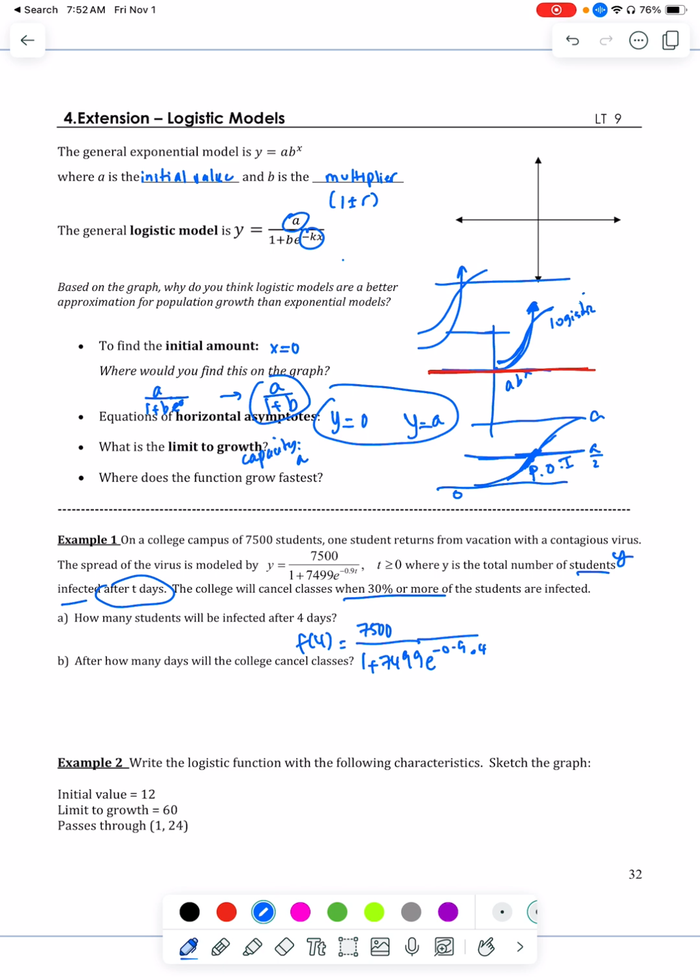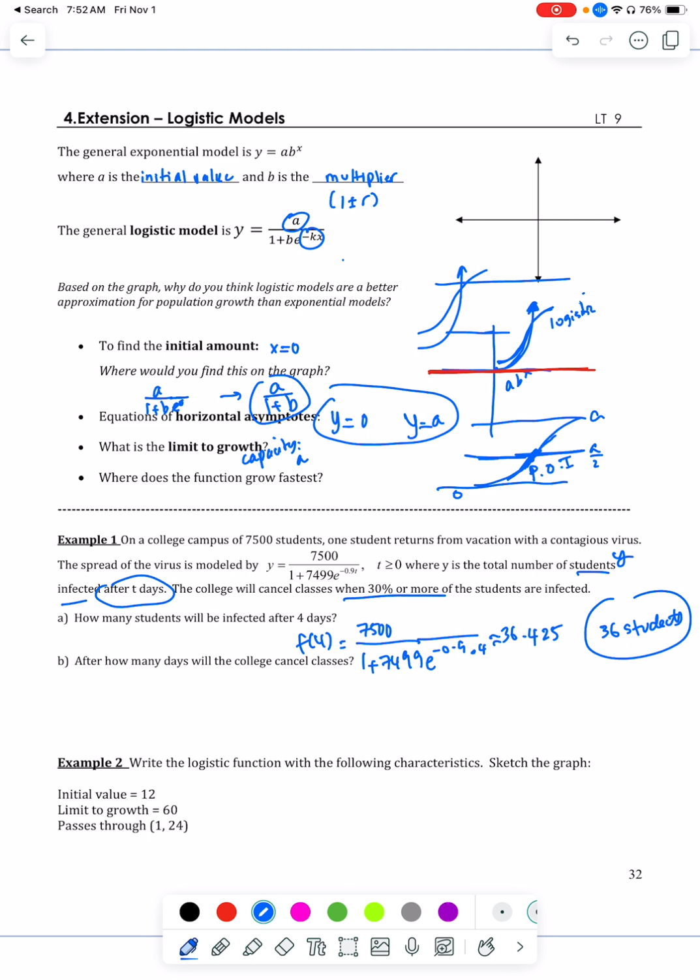So how do we solve for that? You just plug this information into the calculator. You're going to have about 36.42 something. So let's say about 36 students. So that's the number that you're looking for.